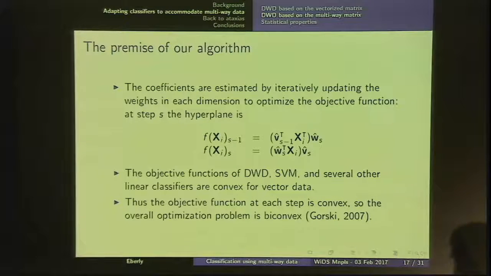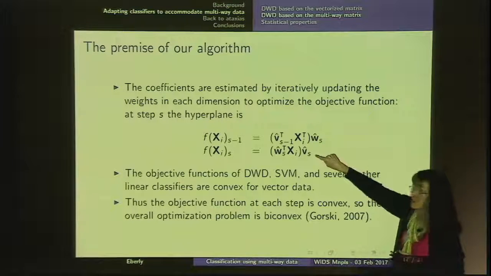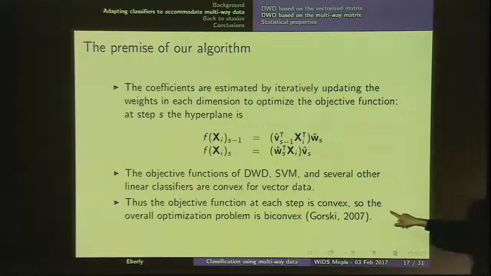Okay, so we have to worry about whether or not we can actually get this to converge. So the objective functions of DWD and SVM and other linear classifiers are convex. But now I'm iterating between two separate implementations of DWD. This is one fitting. This is another fitting. So this is an example of a biconvex optimization problem, and it should work.